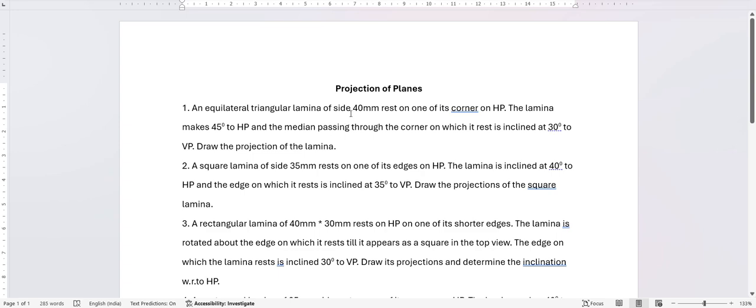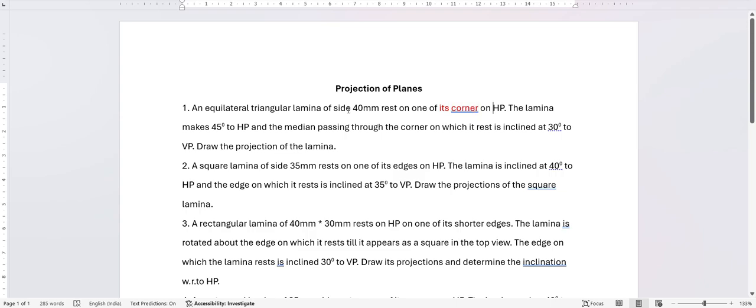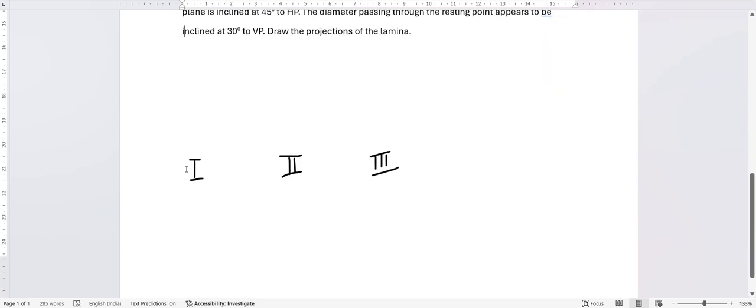Okay, now in this first particular problem, the initial position, we can find out from this problem statement that it is an equilateral triangular lamina and it is resting on one of its corners. So basically you need to find out whether the edge condition is there or the corner condition is there. Based on that, you need to put the first position.